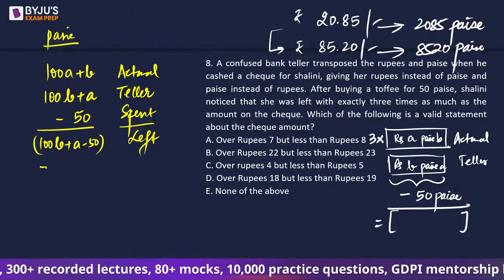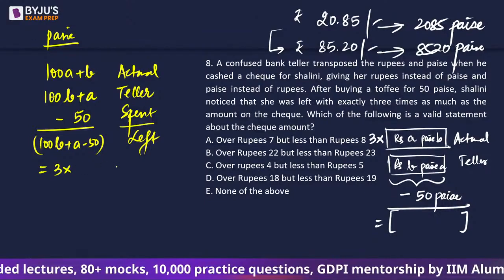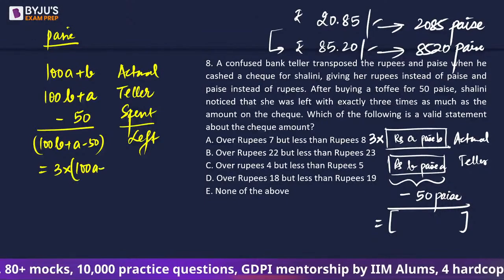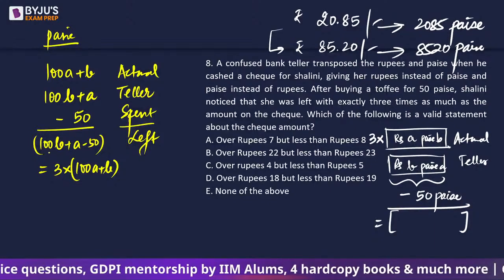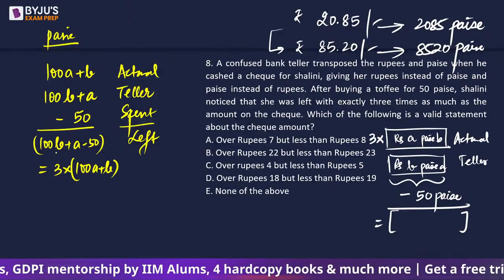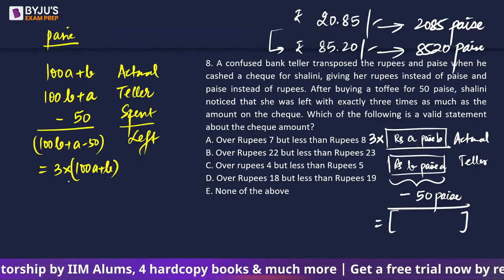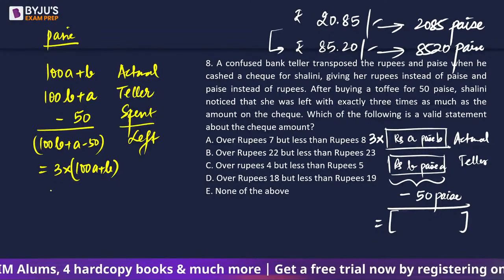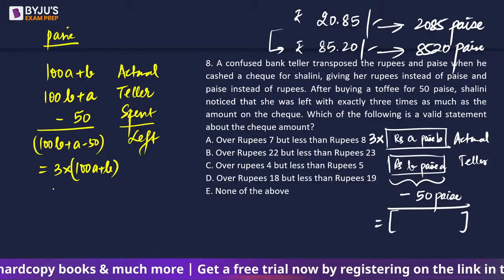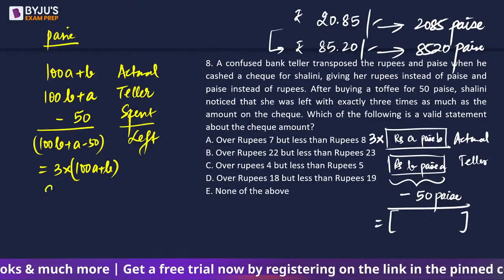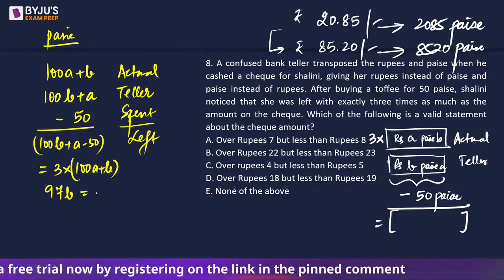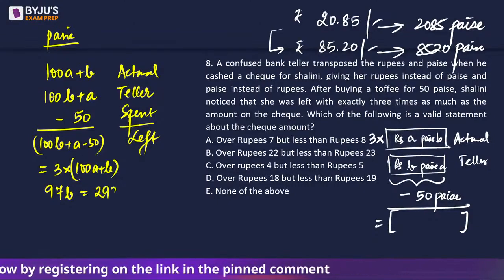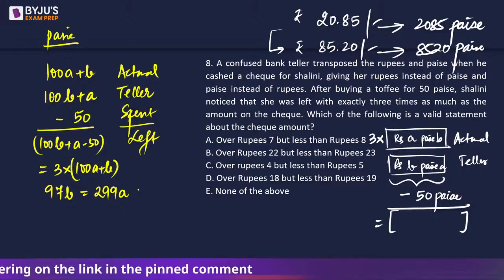And as per the question, this is 3 times the amount on the check, right? So we will have 100B minus 3B. So 97B is equal to 300A minus A, which is 299A, plus 50.